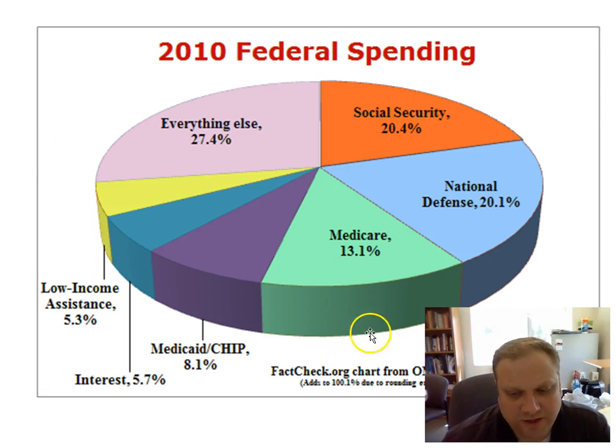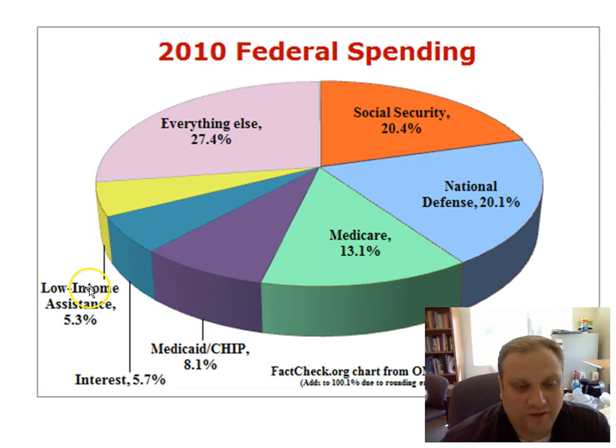But if we look at the Office of Management and Budget, one of the budget offices, this is how federal spending broke down as of, say, 2010. National defense got 20%. You could say some of that goes to foreign aid in various ways, though that doesn't necessarily mean foreign aid. Social Security, 20%. Everything else, 27%. Medicare, 13%. Medicaid, CHIP, 8%. Interest on the debt, 5%.